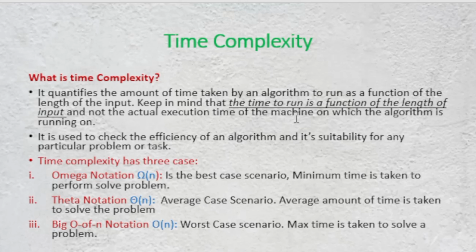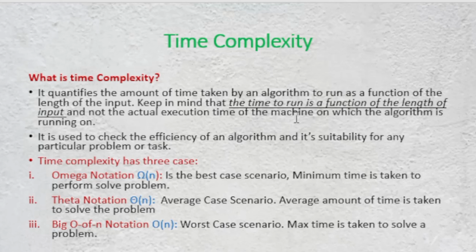Complexity is basically the amount of time taken by an algorithm to solve a problem or to perform a particular function or a particular task by a computer. So technically, if we try to define time complexity more technically, it basically quantifies the amount of time taken by an algorithm to run as a function of the length of the input. And also keep in mind that the time to run is a function of the length of input and not the actual execution time of the machine on which the algorithm is running. So that's the basic definition of time complexity.